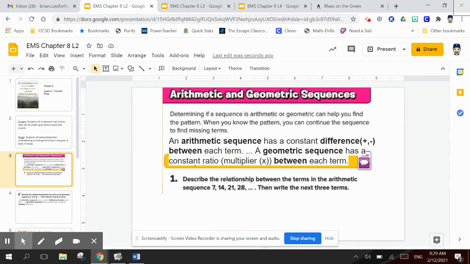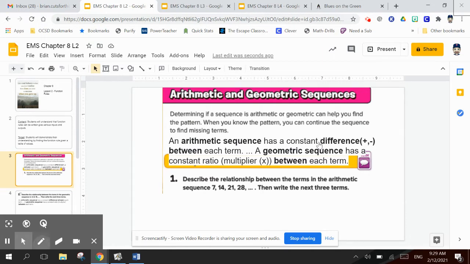So, arithmetic and geometric sequences. Determining if a sequence is arithmetic or geometric can help you find the pattern. When you know the pattern, you can continue the sequence to find missing terms. An arithmetic sequence has a constant difference, add or subtract, between each term, where a geometric sequence has a constant ratio or multiplier between each term. So in other words, an arithmetic sequence adds or subtracts. A geometric sequence will multiply.